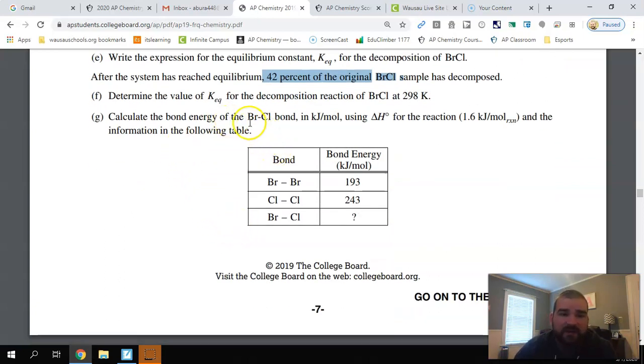So determine the value of, oh, I'm sorry, we just did F, my bad. G. Calculate the bond energy of the BrCl bond in kilojoules per mole using the enthalpy for the reaction and the information in the following table. So this is a bond energy one. This is directly from Unit 6.